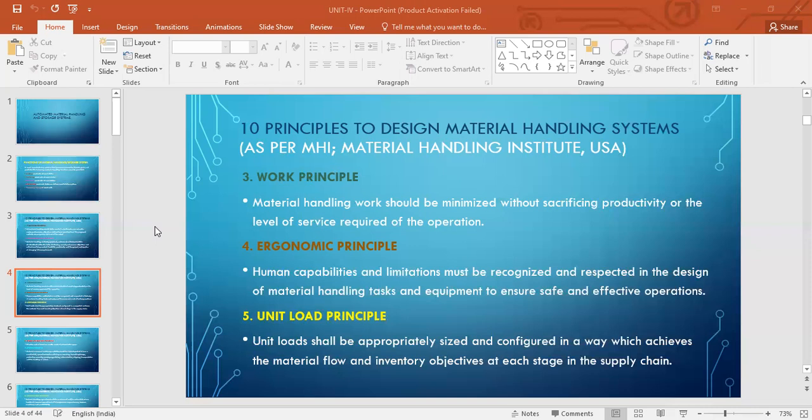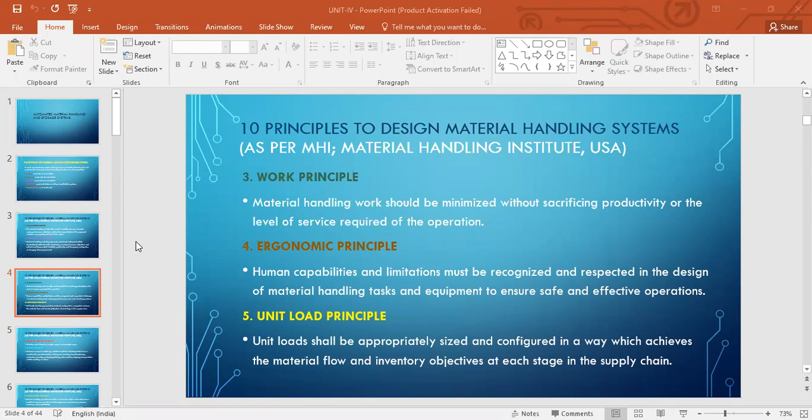The other thing is your unit load principle. That is basically unit loads shall be appropriately sized and configured in a way which achieves the material flow and inventory objectives at each stage in the supply chain. So I told you, you have to make it unit load as much as possible. Because unit loads are easy to handle, isn't it? If you're trying to handle individual boxes, that is difficult. If you make it a unit load, then that becomes easy.